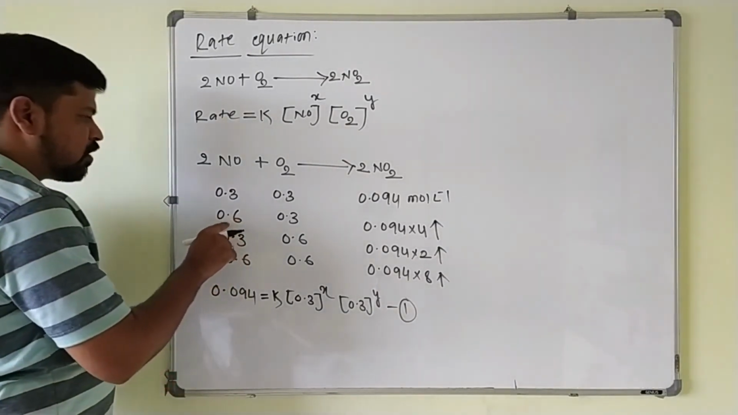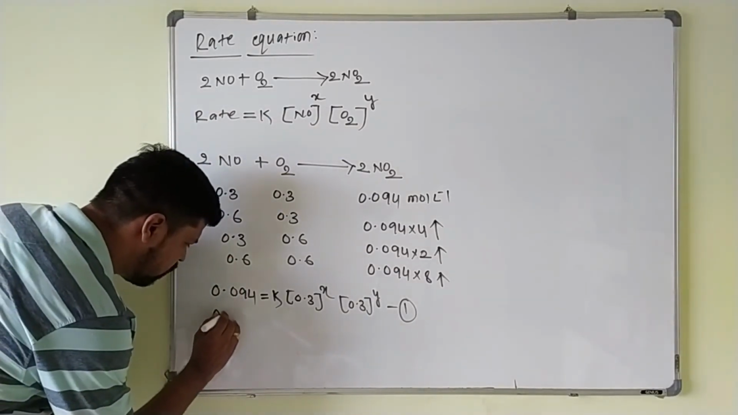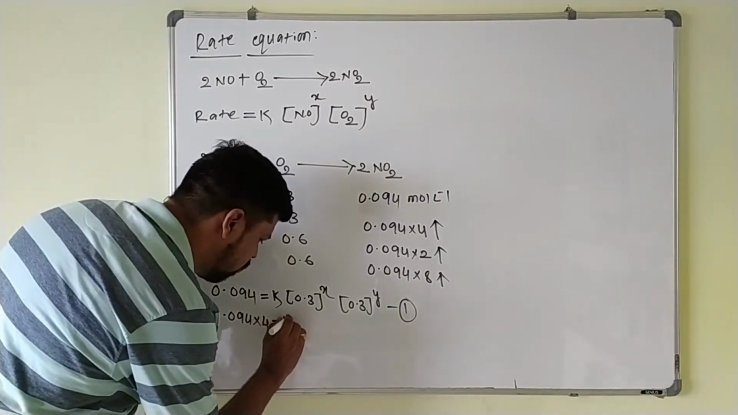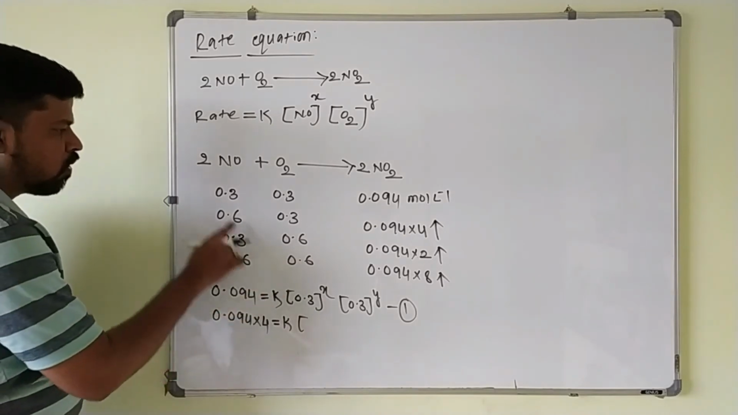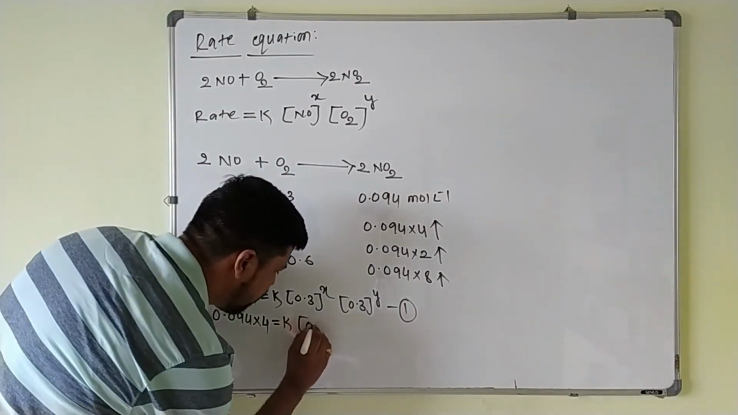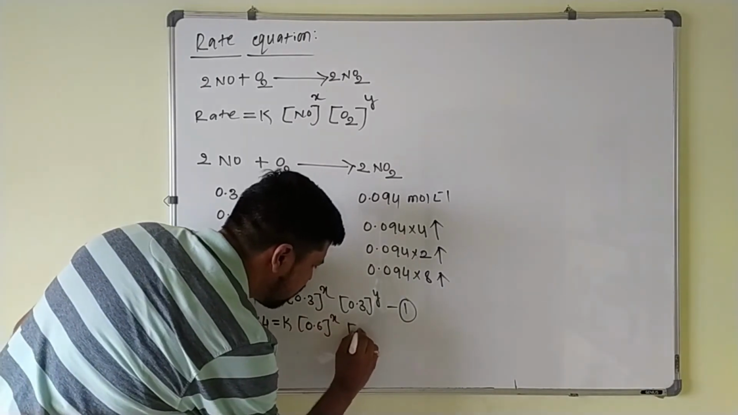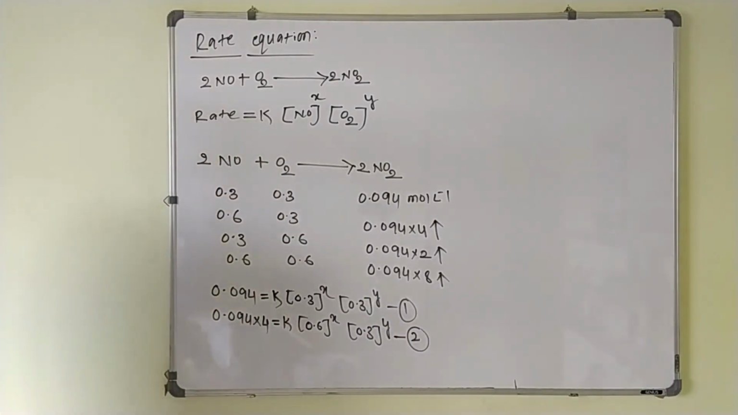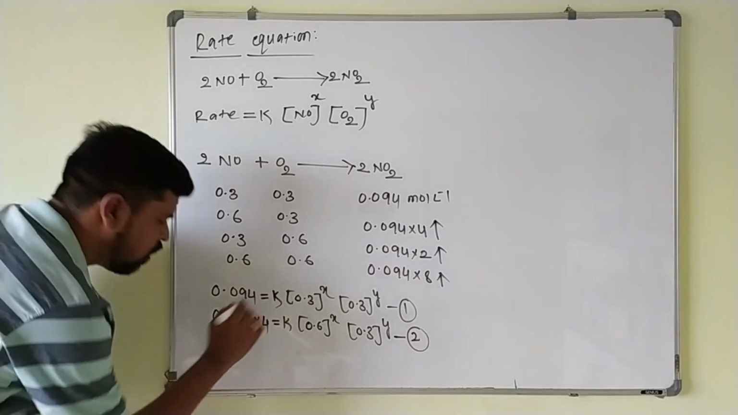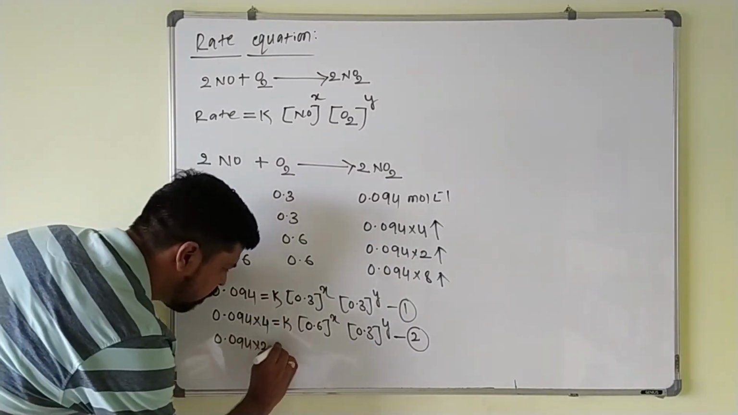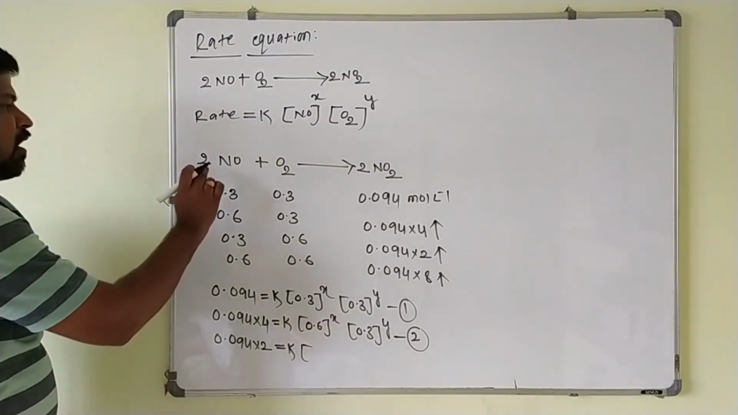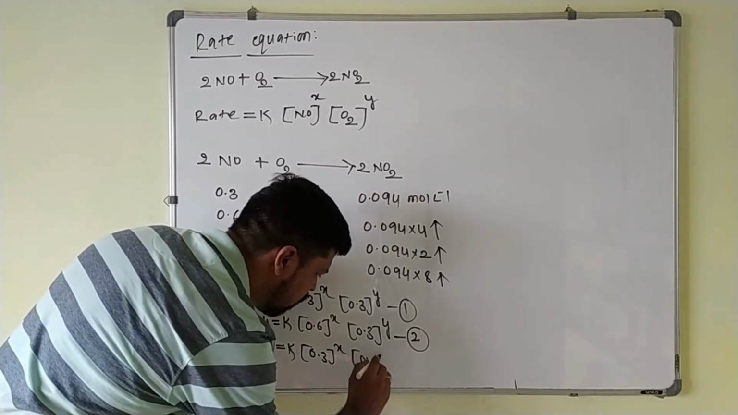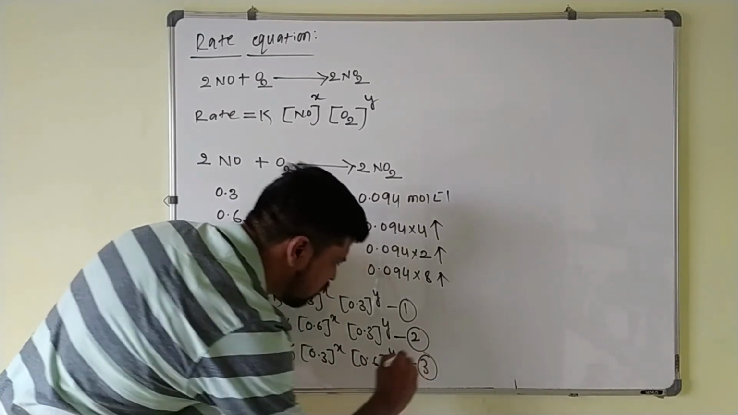Now if the concentration of NO is doubled, then what happens? 0.094 into 4, since this is increasing by 4 times, is equal to K into the concentration of NO. NO is doubled here, so we take 0.6 power x, and this is as it is 0.3 power y. This is equation number 2. Next, 0.094 into 2 times is K, and the concentration of NO is kept as it is 0.3, power x, and here it is doubled, 0.6 power y. This is equation 3.